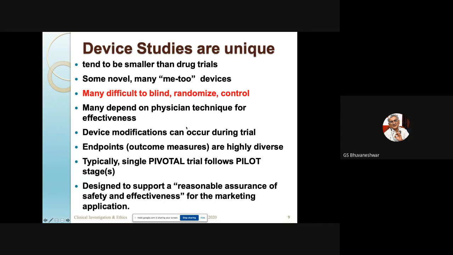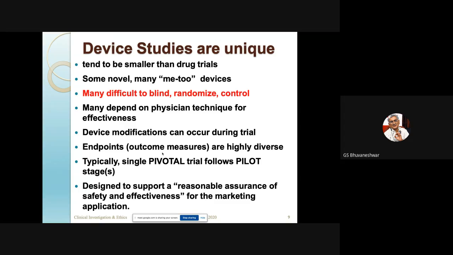For medical devices, you will end up with a diverse set of endpoints. So it can be challenging to define. Many times you need to go back to the recommendations of many international clinical associations who will specify how a particular device or a particular surgical procedure needs to be evaluated. What are the measures to be looked at?